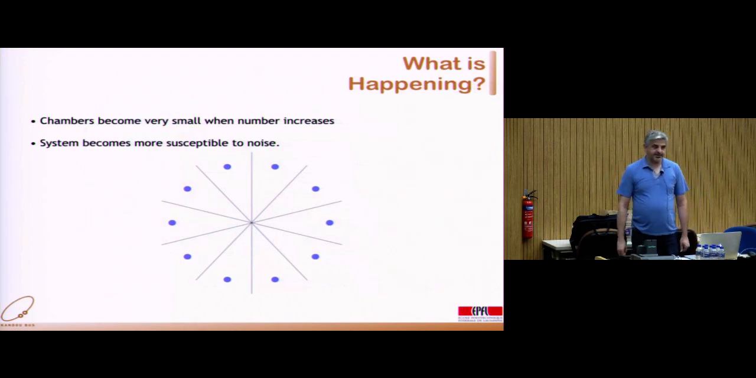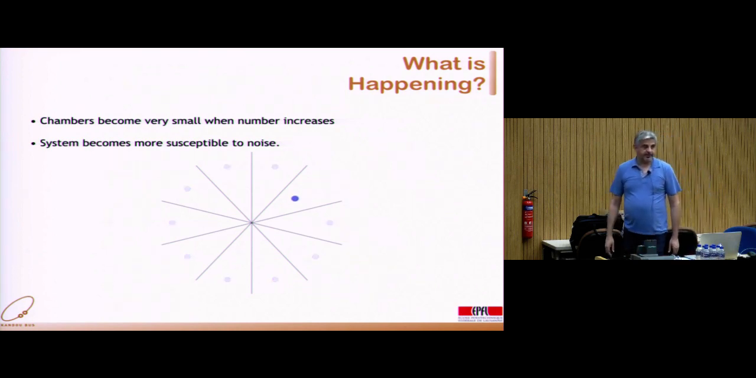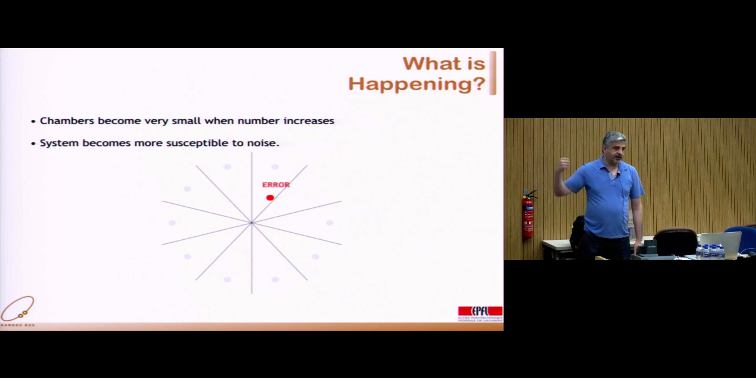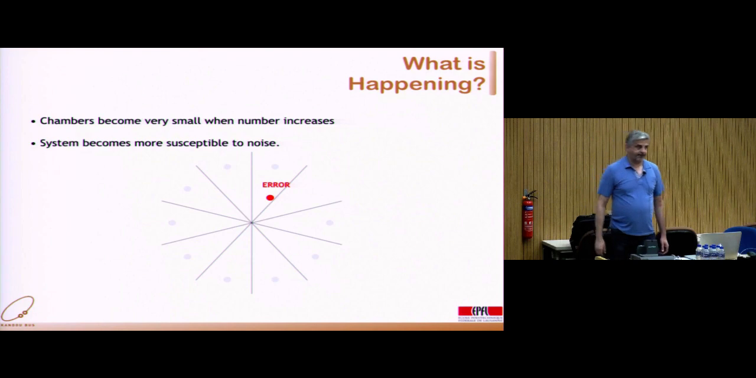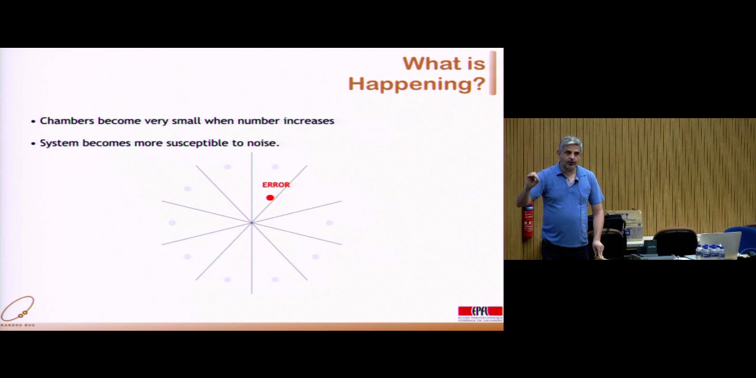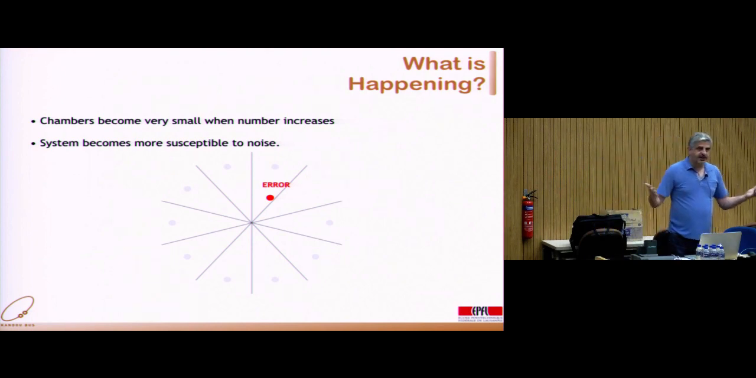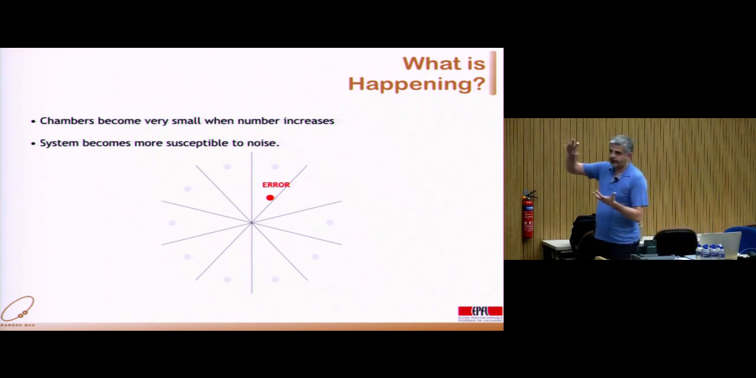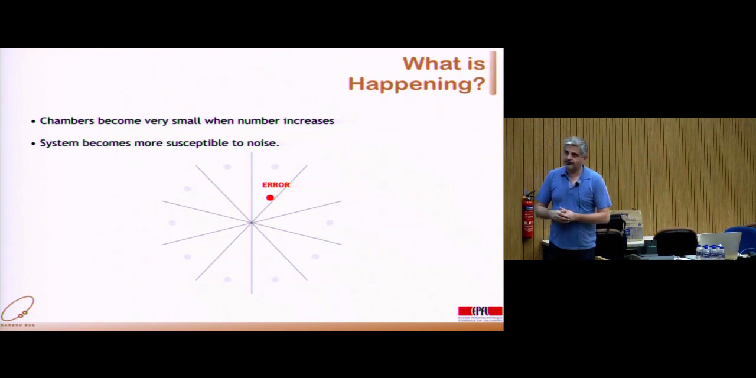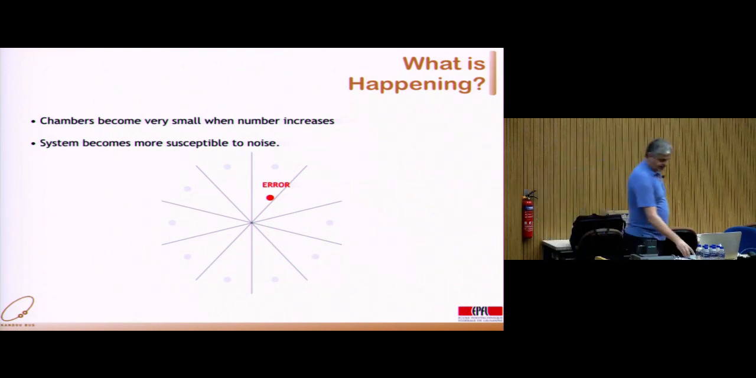What is happening is that if you have more and more code words, the chambers are becoming smaller and smaller. And if the chambers are smaller, then it doesn't take you much to take a point that was in some chamber and push it into some other chamber. And that's because you have not taken care of the noise. What we just did was we just put these points into this n-dimensional space. We didn't ever say anything about how we have to put these points and the hyperplanes in order to be resilient to noise. Of course, right?